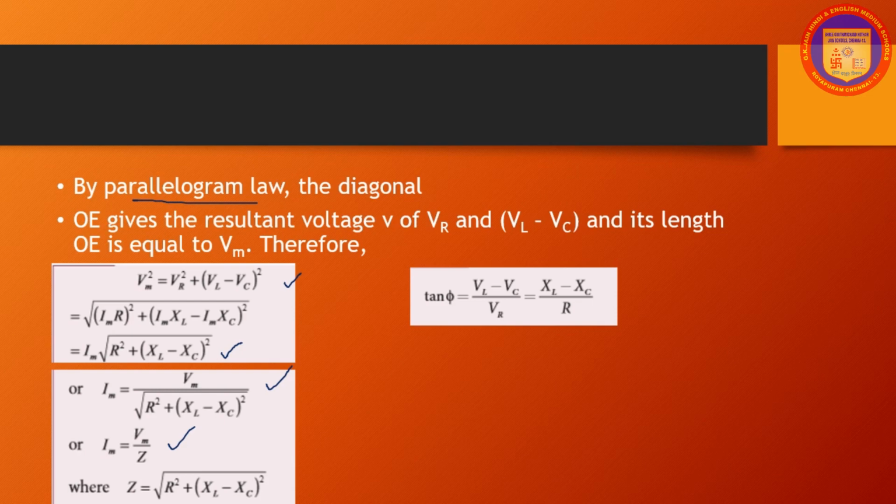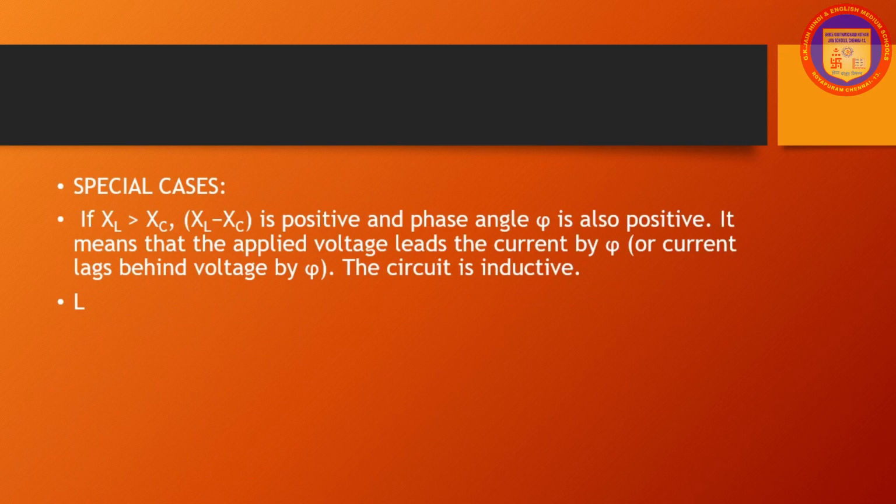From phasor diagram, the phase angle between V and I is found out from the following relationship. So tan phi is equal to VL minus VC divided by VR. Substituting the value and cancelling Im on all the cases, we'll get it as XL minus XC divided by R. Then the special cases. If XL is greater than XC, XL minus XC is positive and the phase angle phi is also positive. It means that the applied voltage leads the current by phi. The circuit is inductive. So V is equal to Vm sin omega t, I is equal to Im sin omega t minus phi.